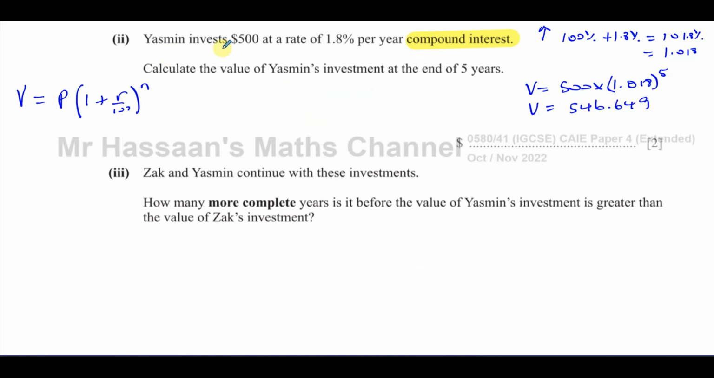546.649. Now they didn't tell us how to round it. As it's currency, it's best to round it to 2 decimal places. So I'll write this answer as 546.65.